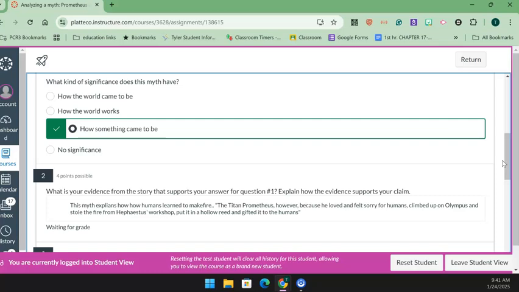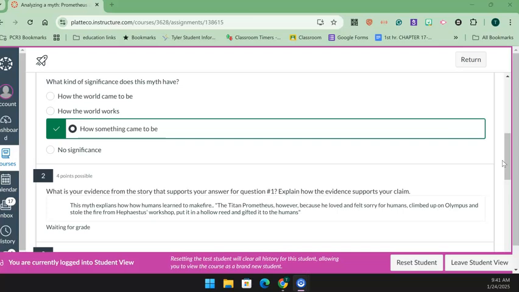Now remember, the question says, what is your evidence from the story? So you have to find the quotes or the part of the story that prove and support what you were saying. So in the story, how do we know that this story is about how humans got fire? What is our proof? What's our evidence?